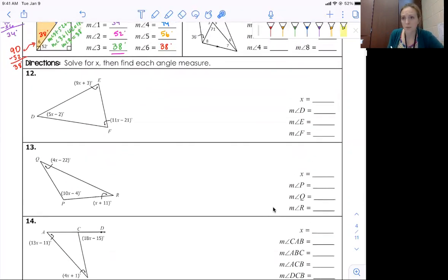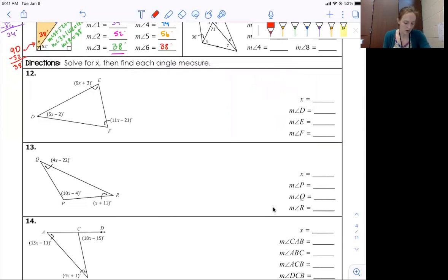Either you have angles on the inside and you add up all those angles and set them equal to 180, or you have some kind of angle on the outside and you add the other two angles up and set them equal to the outside. Those are the two cases we're going to have. So we'll see what we can do here to get started.